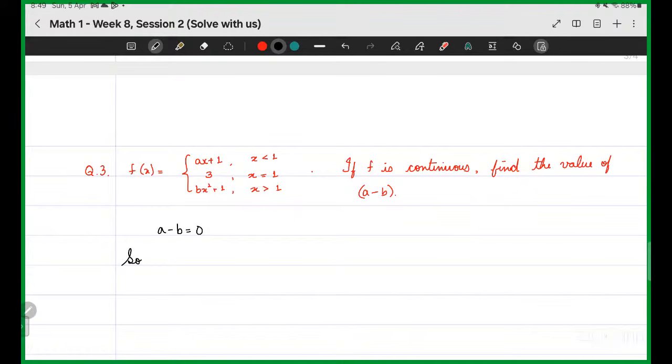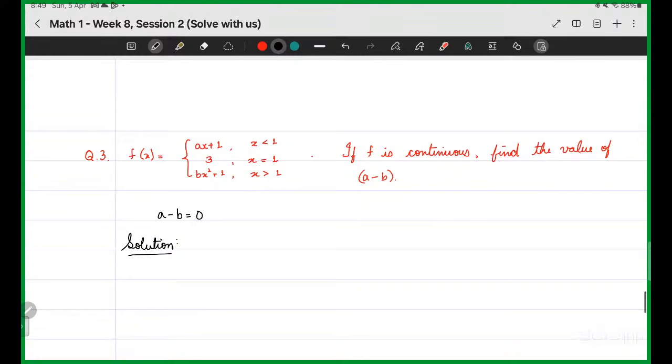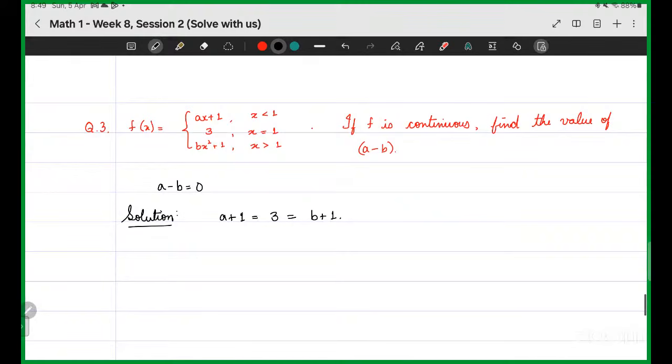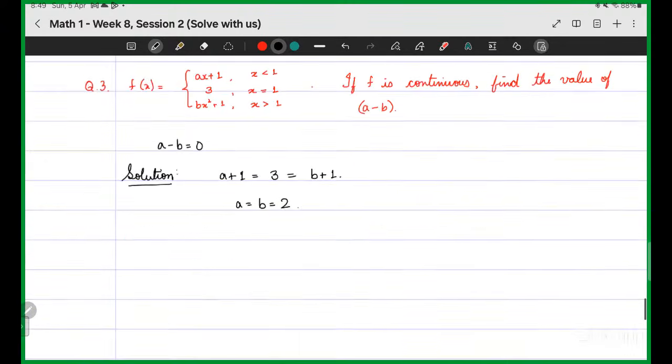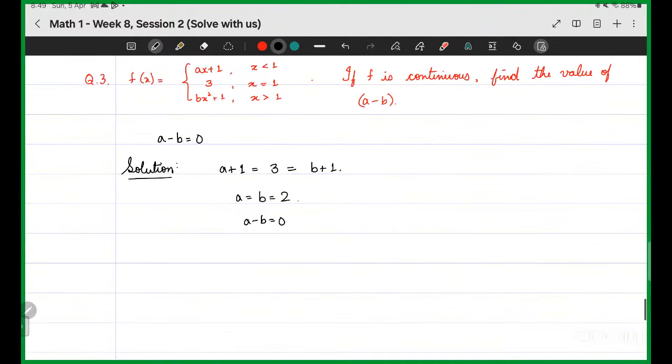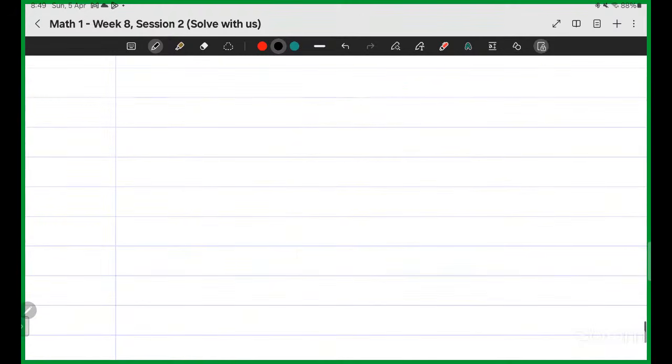So I'll quickly write out the solution. The left-hand limit at 1 is a plus 1. The function value is 3. The right-hand limit is b plus 1. So both a is equal to b is equal to 2. So this is correct. A minus b is equal to 0. And I'll write question 4 over here.